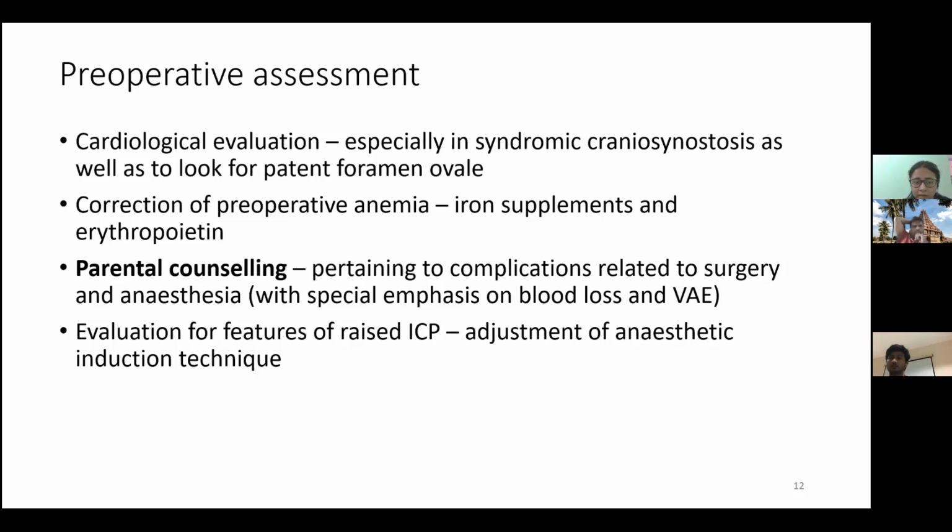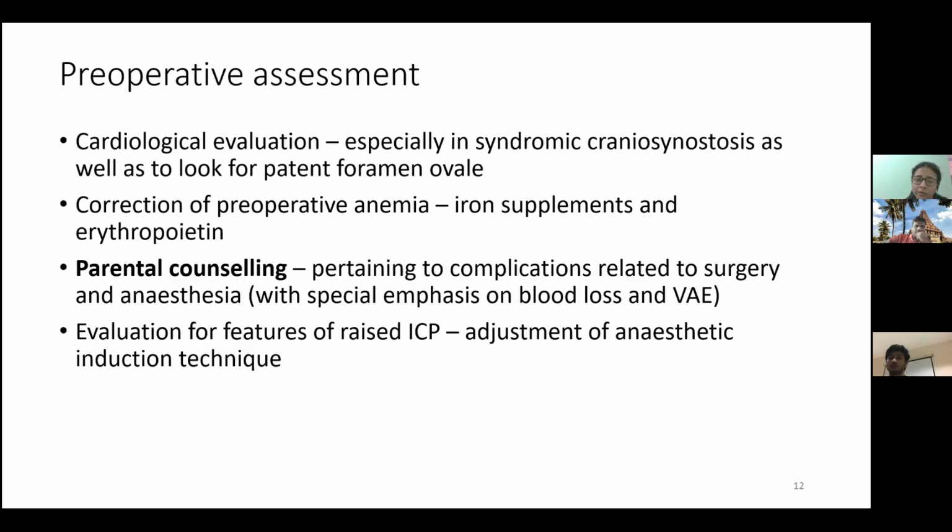Correction of preoperative anemia is crucial, because the surgery itself incurs massive blood loss. So we have to seize every opportunity to correct anemia preoperatively unless it's an emergency surgery. And this can be achieved with iron and folic acid supplements and erythropoietin injections. We'll be discussing this in further detail in the subsequent slides.